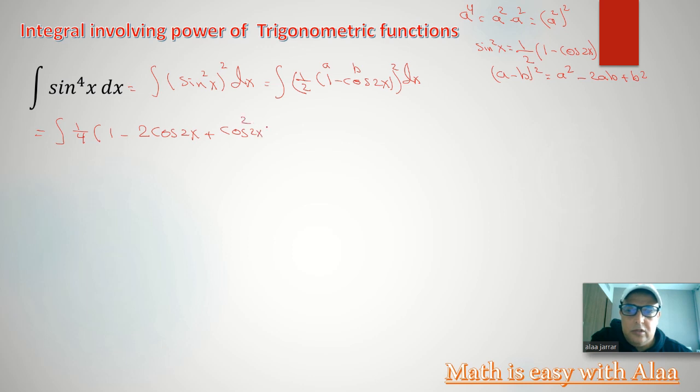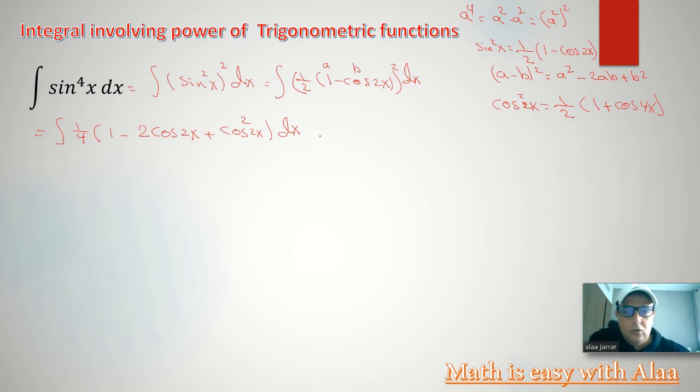dx. We know the antiderivative of 1 and the antiderivative of cosine 2x, but we have a problem finding the antiderivative of cosine squared 2x. So we will return to the same identity. Cosine squared 2x equals 1 over 2, 1 plus cosine of double the angle, which is 4x.